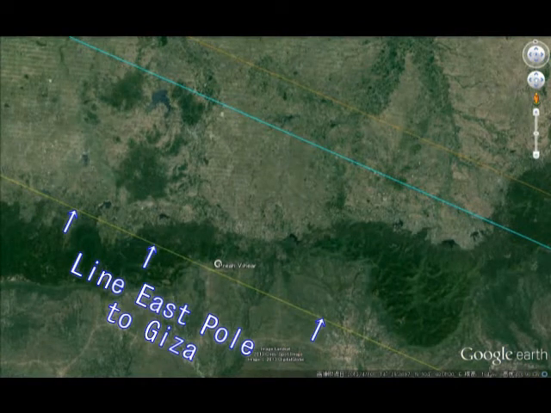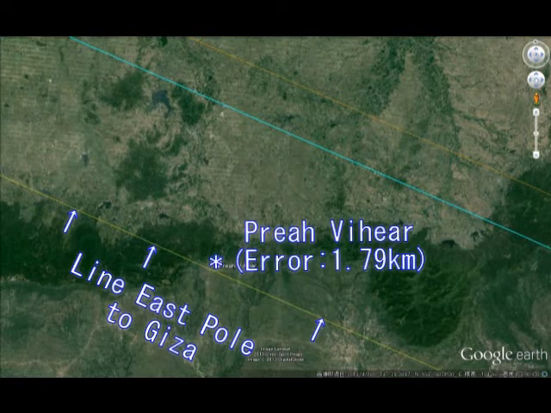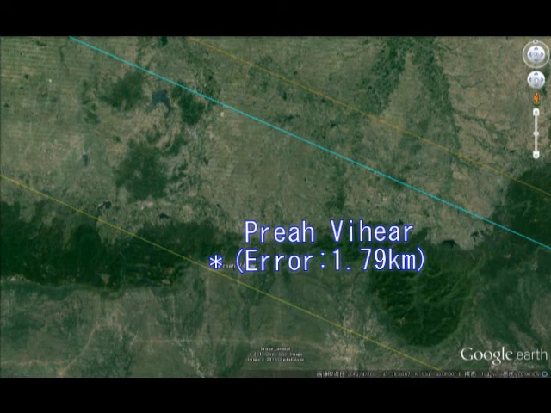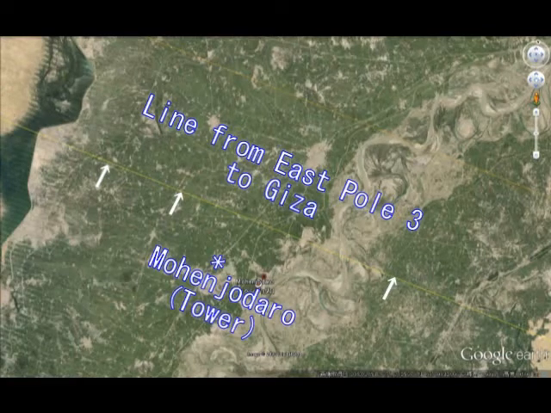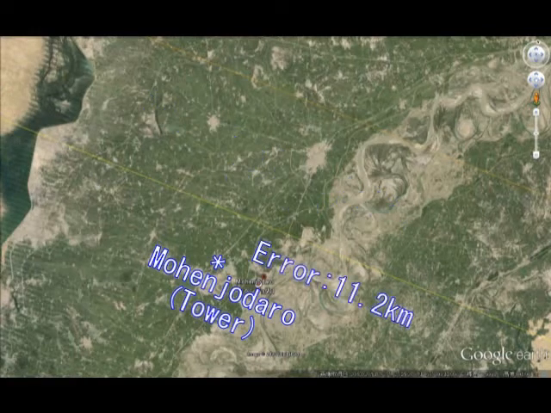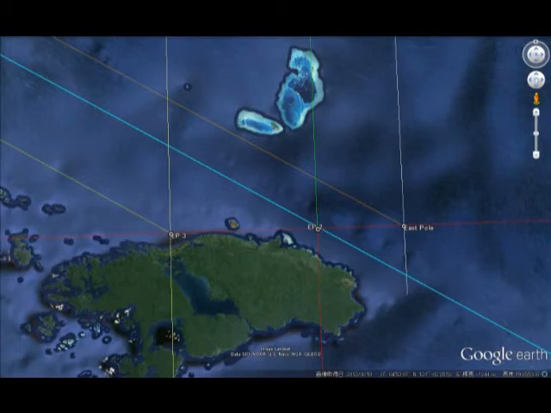And this line goes over Pahlavi like this, and the error is 1.79, or less than 2 kilometers. And also at Mohenjo-daro, this line is in a smaller area, but 11.2 kilometers. But the Indus Valley is an area which is spread over a vast area.